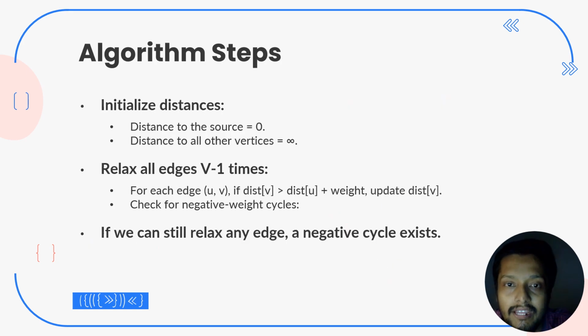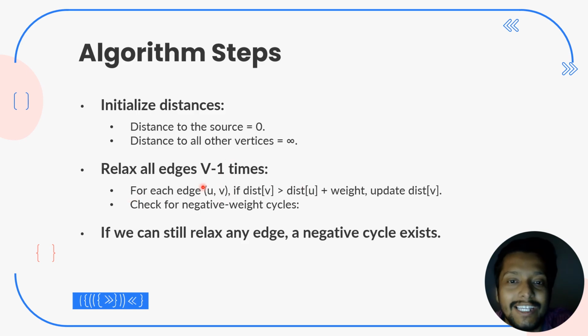Okay. Moving ahead. What are the algorithm steps? Let's just see this. The algorithm is pretty simple and straightforward. You first initialize the distance of the source to zero, because you are at the source, so the cost to reach the source is zero. And initially, initialize all of the other vertices' distances as infinity. Now you have to relax all the edges V minus 1 times. This is important. If there are V vertices in the system, you have to do this operation of relaxation V minus 1 times.